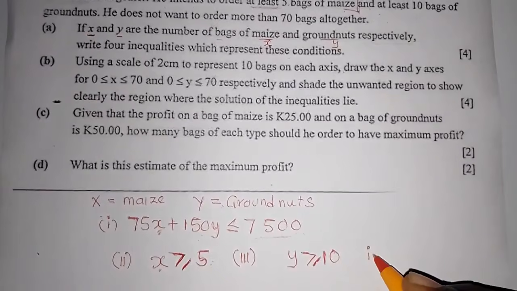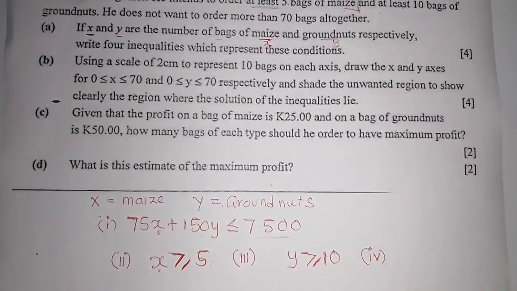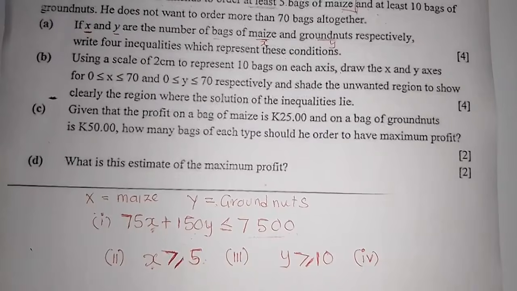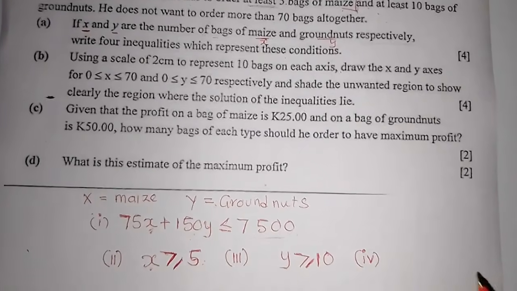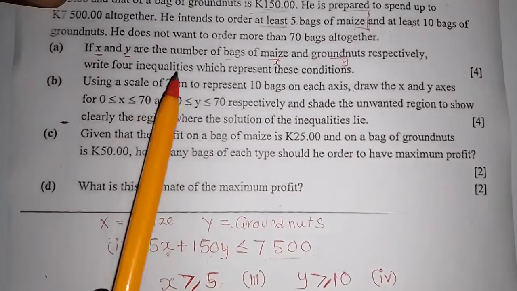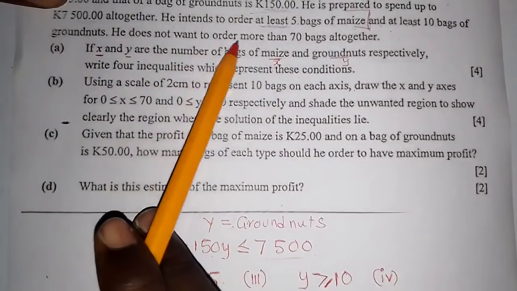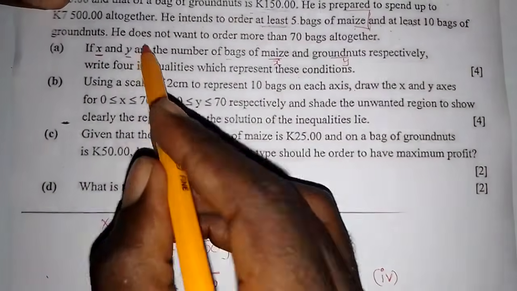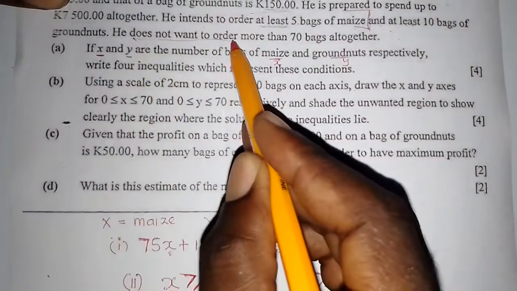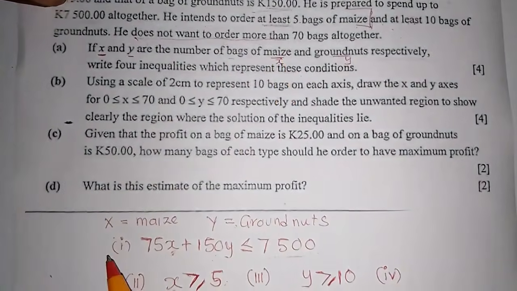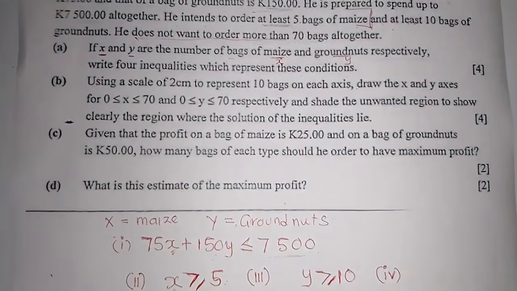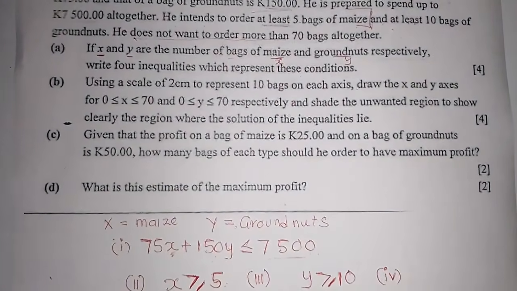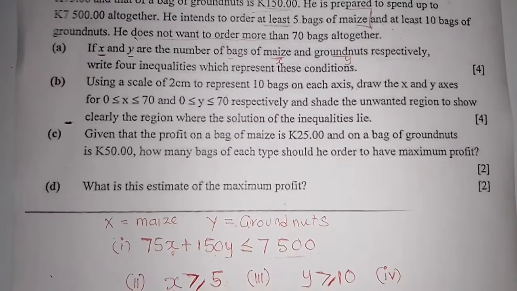I move to the fourth inequality. I believe you are able to relate from what we've done. So after you do this, we've got this other one now. It does not want to order more than. Have you seen? This is now the inequality. This person does not want to order more than, so this person wants to order less than. So the inequality has come now, the inequality we need to use.